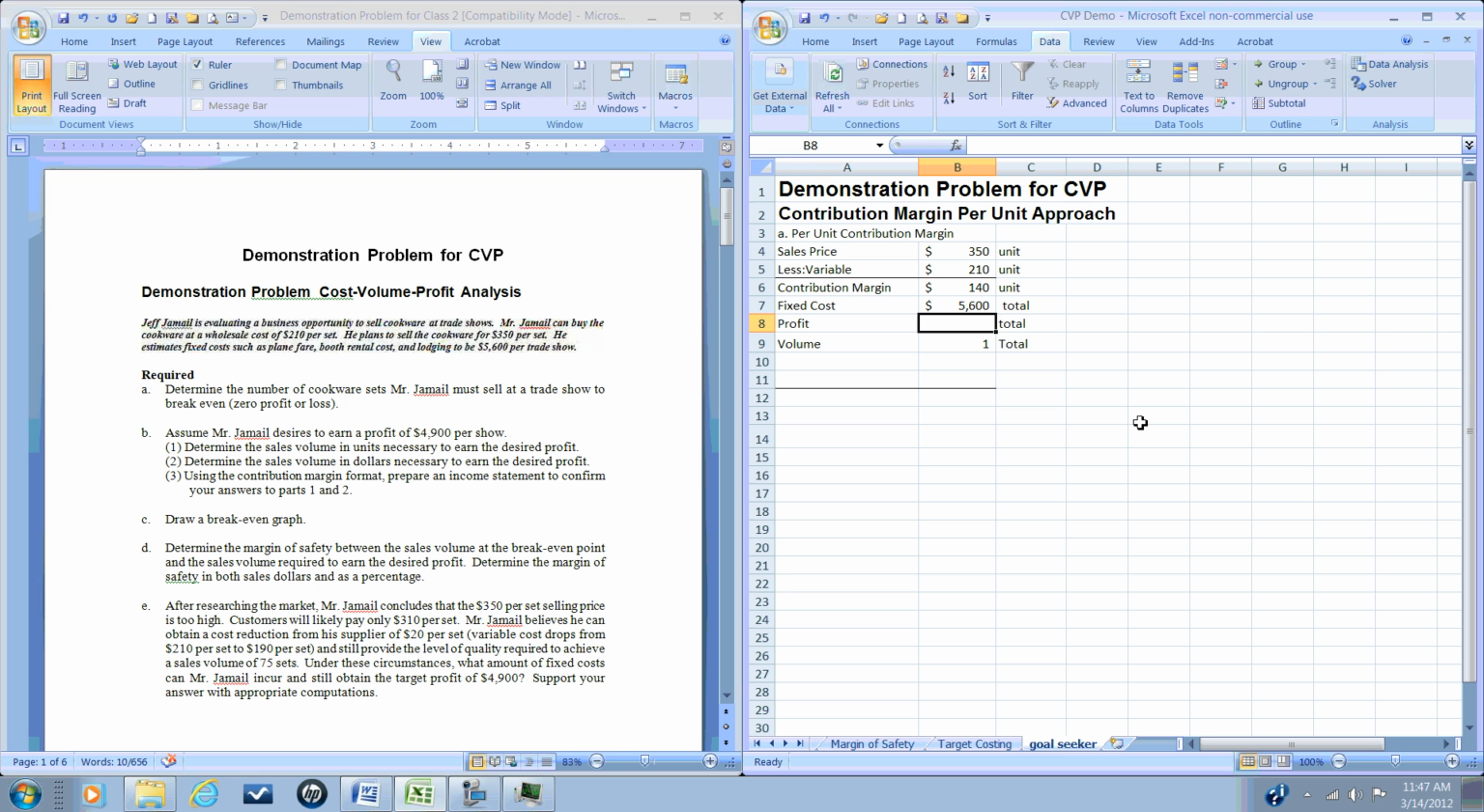Well, to do that, we can use a formula that says take the contribution margin, sales minus variable cost, multiply it by the volume, in this case, the plug figure of 1, and then subtract out our fixed cost. So that is our profit equation.